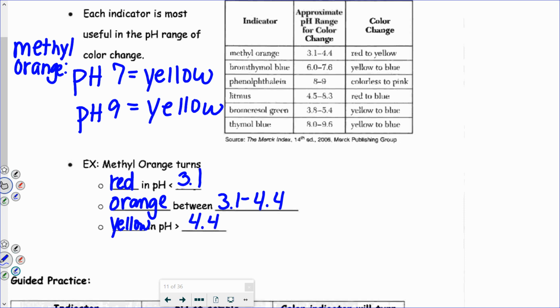Those same rules apply for each of these. So let's take litmus, for example. If you have a pH less than 4.5, it's red. If it's between 4.5 and 8.3, it's a mixture of these two, which is purple. If it's greater than 8.3, it's blue. So you just have to figure out: is it less than the number on the left? Then it's the color on the left. If it's in between, it's a mixture. If it's greater than the number on the right, it's the color on the right. And you can apply that rule for all of these.